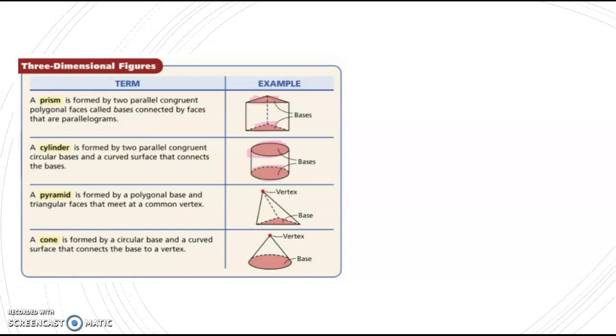The third one is a pyramid. A pyramid has some type of polygon as a base. It can be a triangle, it can be a quadrilateral. And then it has triangular faces that meet at a vertex up top.